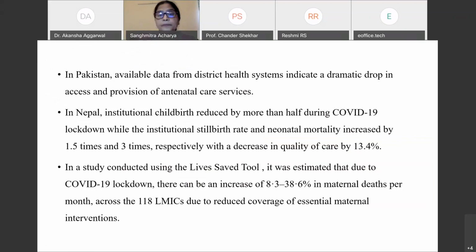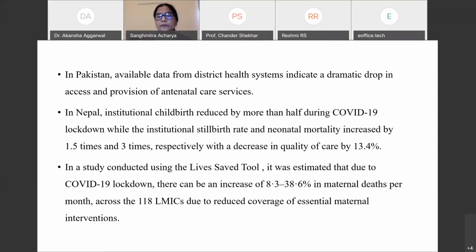In Pakistan, there was a study, and available data from the district health system showed a dramatic drop in access to as well as provision of antenatal care services. Another study done in Nepal found that institutional childbirth reduced by more than 50% during the lockdown. There was an increase in institutional stillbirth rate and neonatal mortality rate by 1.5 and 3 times respectively. Along with it, the quality of healthcare services also decreased by 13.4%. The quality of healthcare was assessed by looking at umbilical cord care for newborns and the hand washing habits of the healthcare providers.